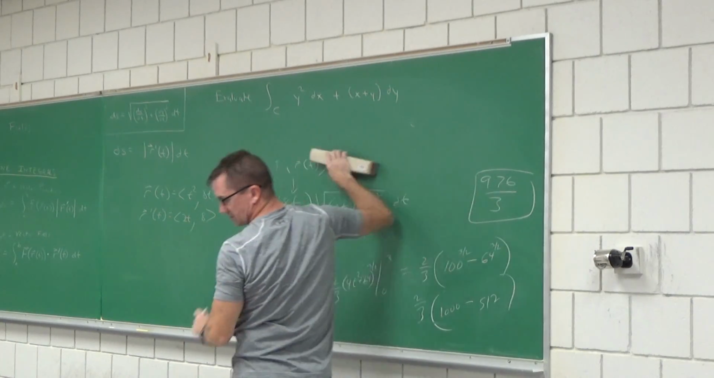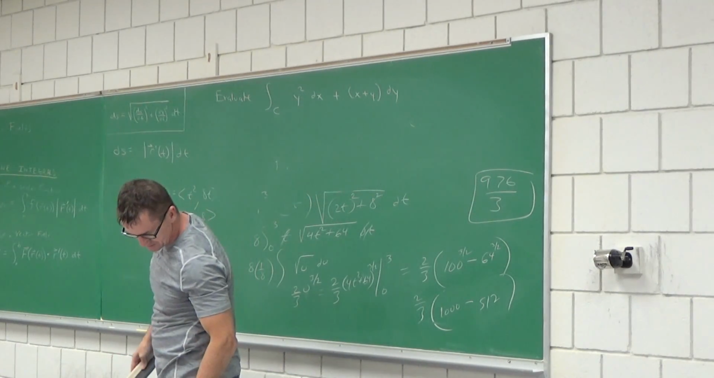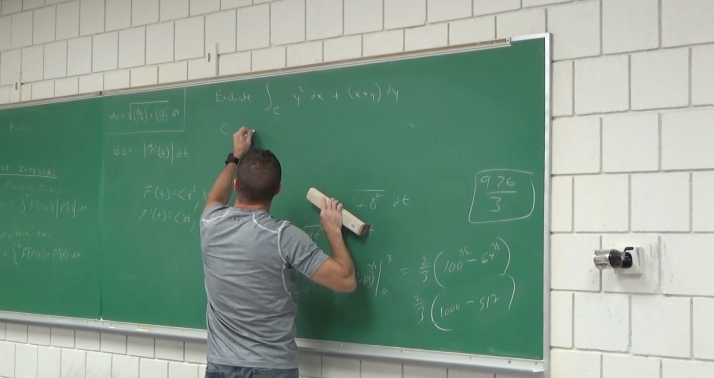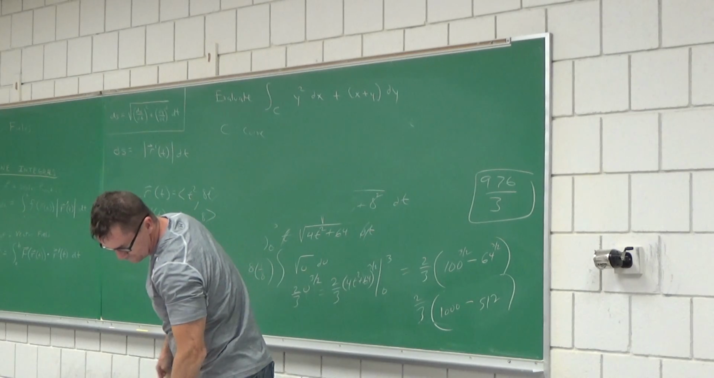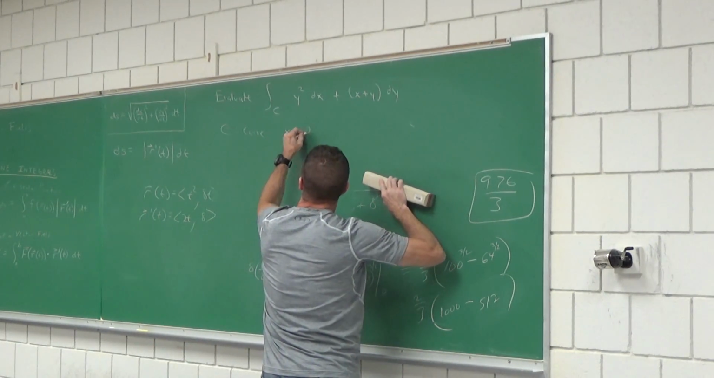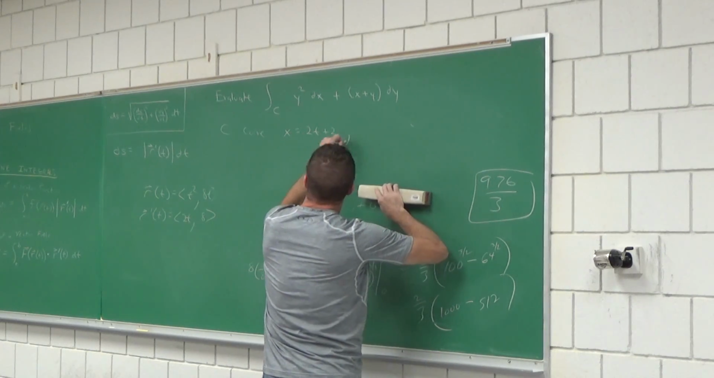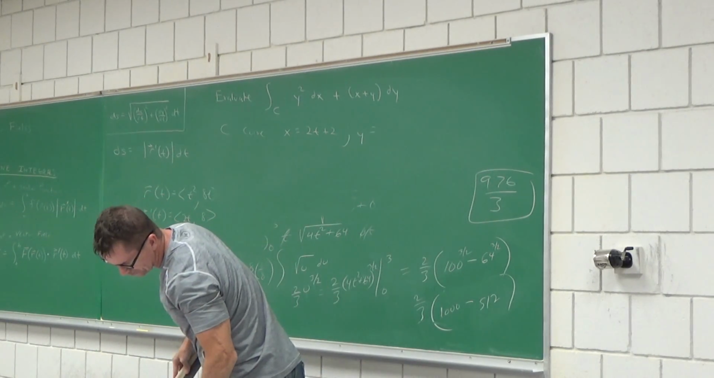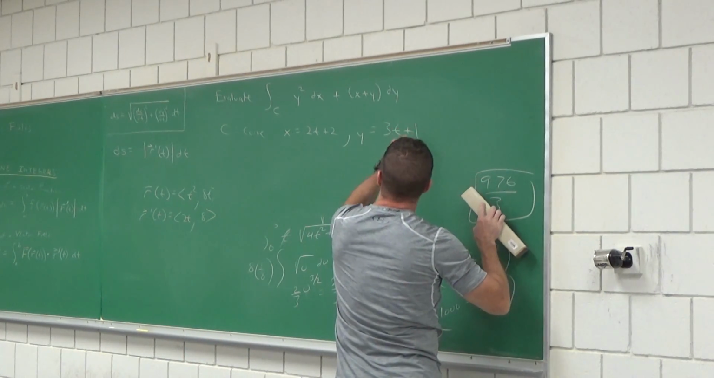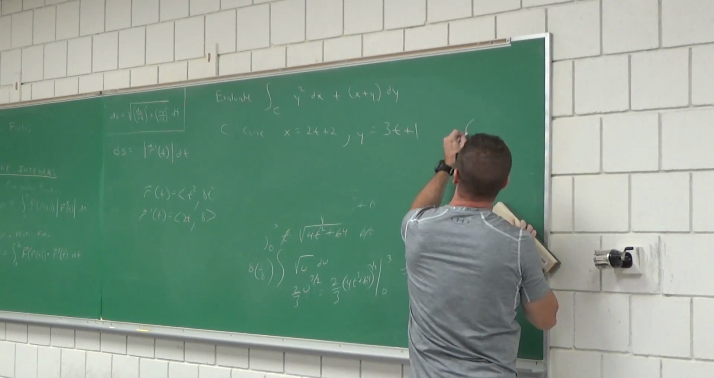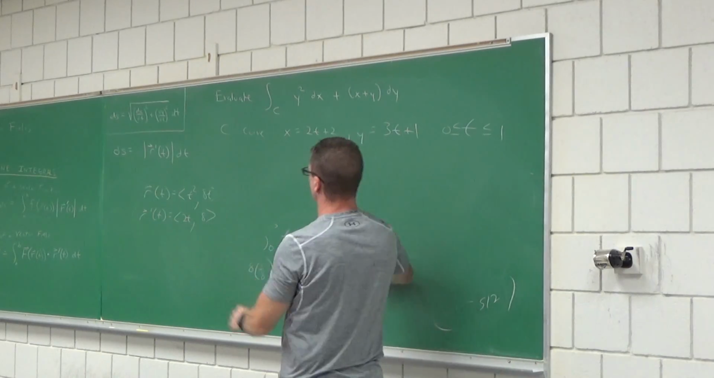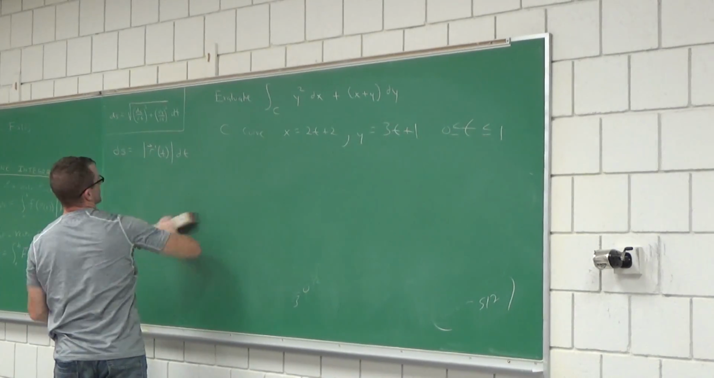Does everyone see the problem I'm referring to? This is number 7, just from the practice problems. And here's curve C. Your curve is given by x equals 2t plus 2 and y equals 3t plus 1. And it wants you to go from 0 to 1. Okay, so I'll erase all this. I'll get this out of the way. I'll leave this up here.